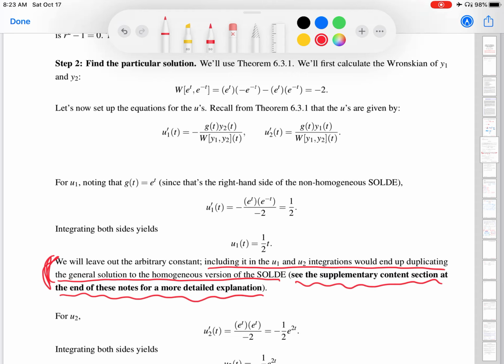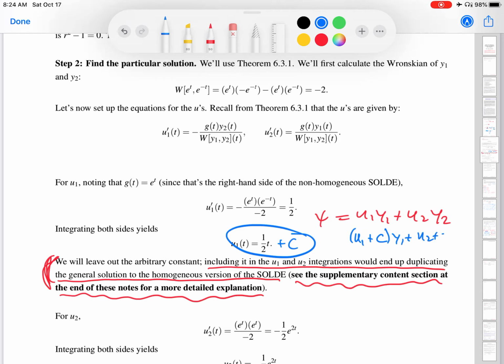Long story short, because psi is u1 y1 plus u2 y2, if the u1 that we find ends up having, whatever it is, plus the c that would pop out of the integration, then, let's say c2, c1, you can see that when I multiply this out, I'm going to get u1 y1 plus u2 y2.